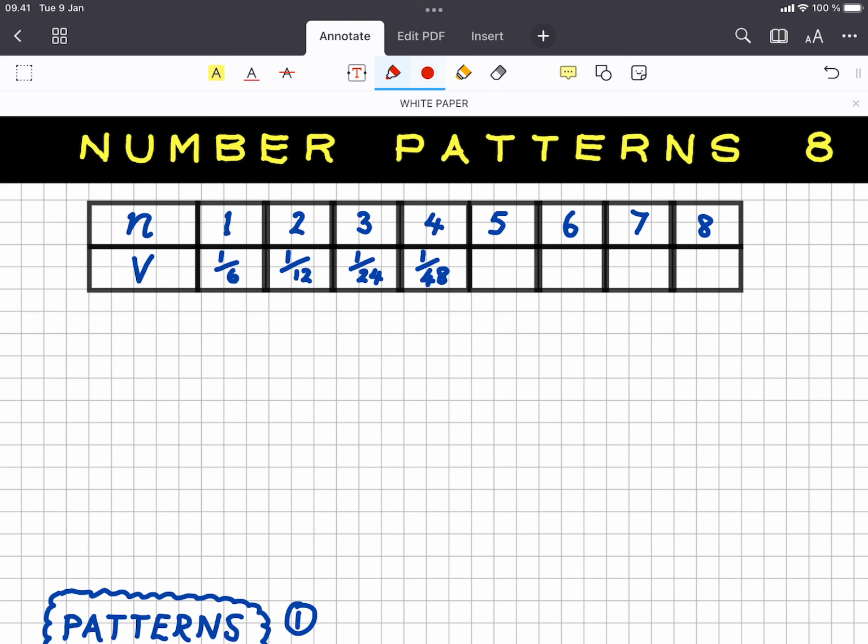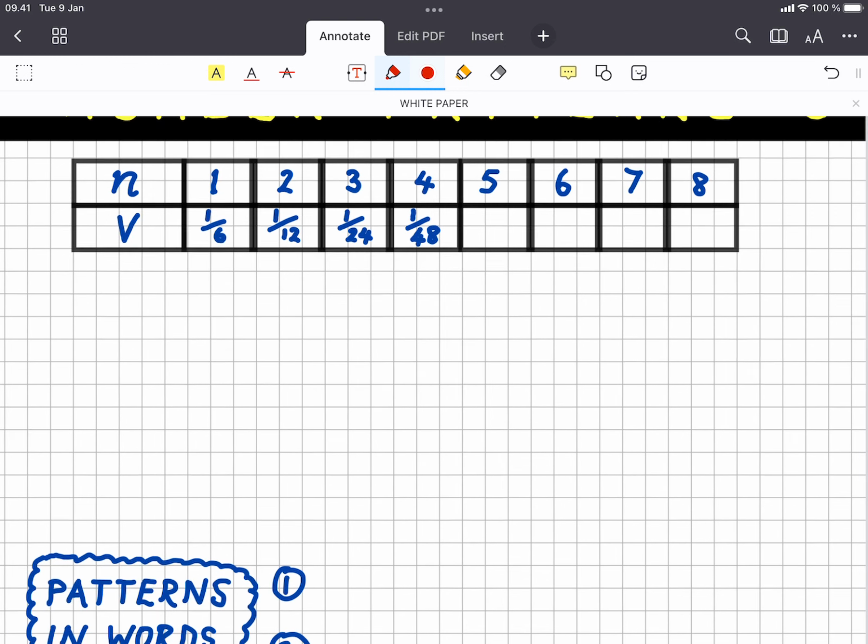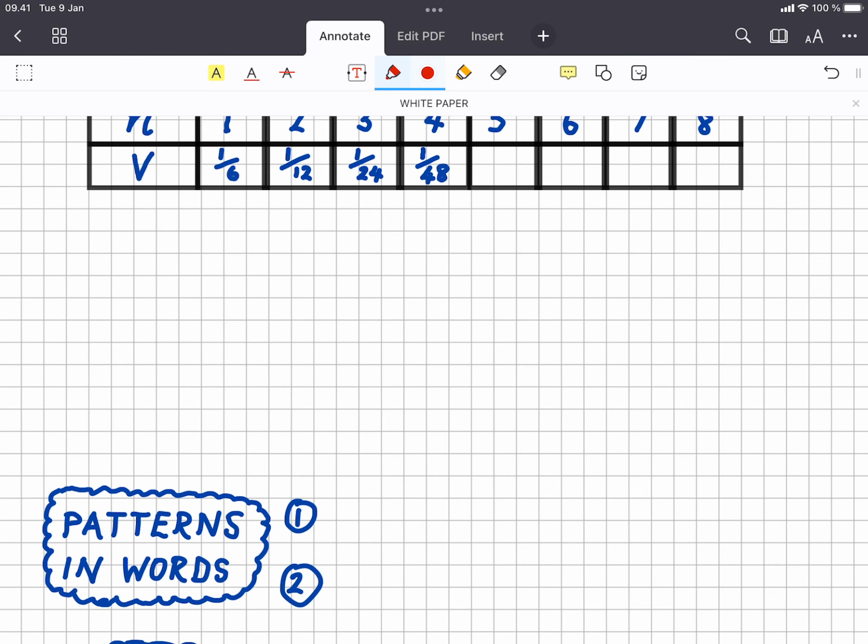Now, hopefully you can see that the numerator is always 1. That's something I could write down as one of my patterns in words. So the numerator of, I've called it V this time, V is always 1. And what's happening to the denominators? They're going 6, 12, 24, 48. So they're doubling every time.